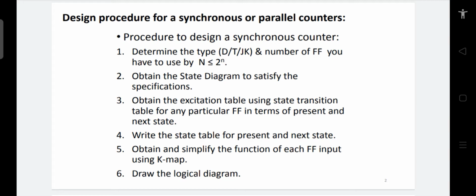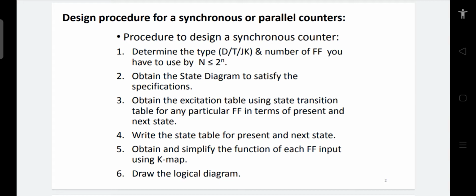After writing the state transition table, you write the state transition table by using the excitation table. Then we use the state table to simplify the logic. For every input, how this input should be designed and which gates should be used to realize that particular function, we decide with the help of our Boolean expression.